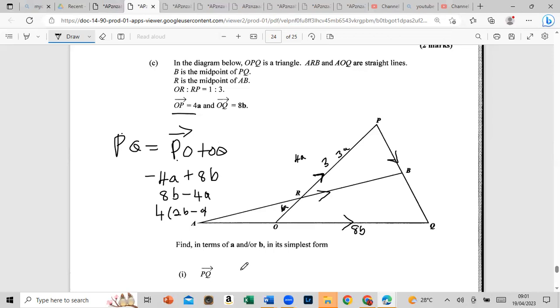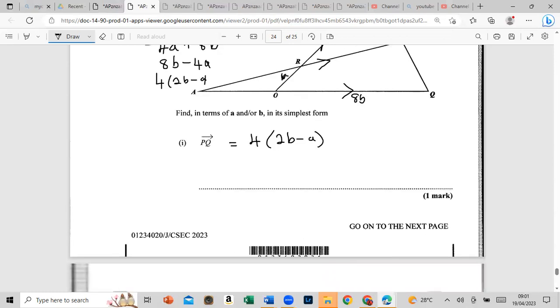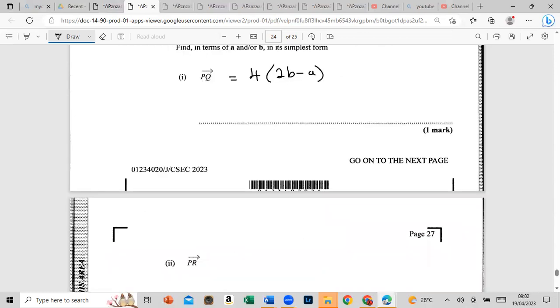Just put this in perspective. Alright, so that's PQ. We'll just put it in. I like to put it in, so it reminds me that at some point it will probably become relevant again. And that is worth 1 mark. That's 1 mark.